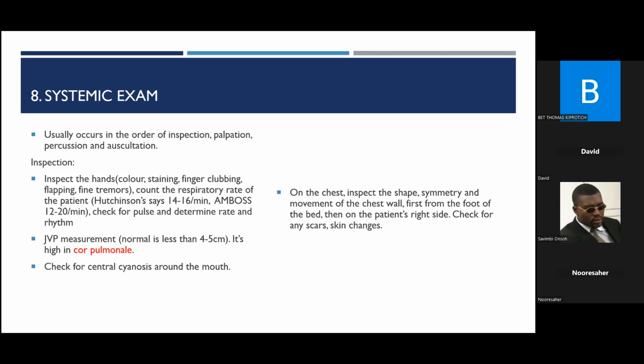Make sure you do inspection for both anterior and posterior chest. Actually, make sure you do everything: inspection, palpation, percussion, and auscultation for the anterior and posterior chest. But to make it easy for the patient so as not to move back and forth, you could simply finish with the anterior chest, do inspection, palpation, percussion, auscultation, and then move on to the posterior chest.